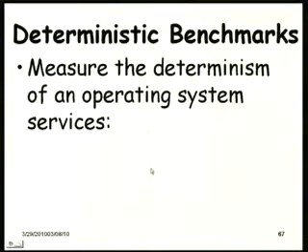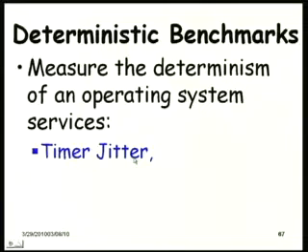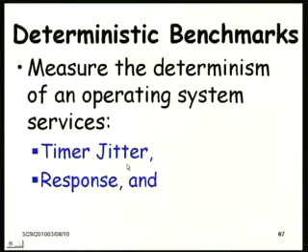The deterministic benchmarks measure the determinism of the operating system services. So, basically, whether there is a jitter in the timer. When a timer is set to expire, does it give precisely the time at which it is to be given, or is there a variation in the timer time that is reported? If you set a 1 millisecond timer, does it report at 1.01 millisecond, or at 0.99 millisecond, or does it give exactly 1 millisecond?